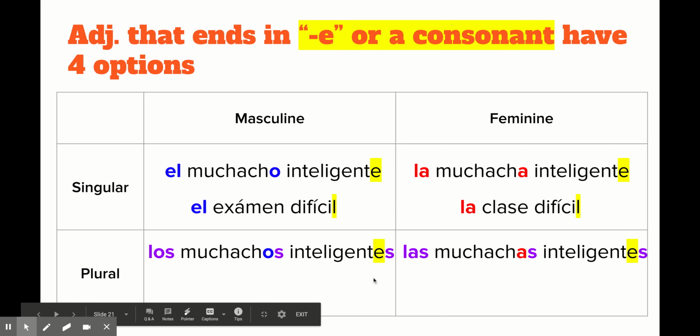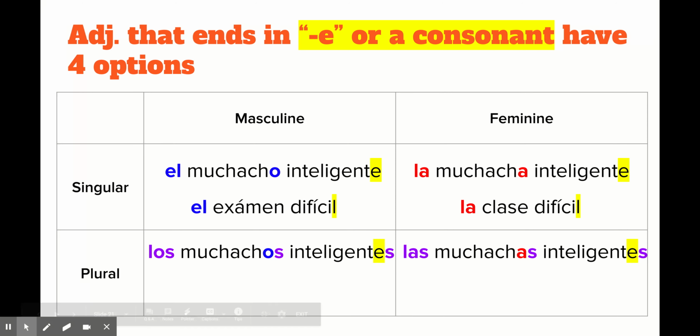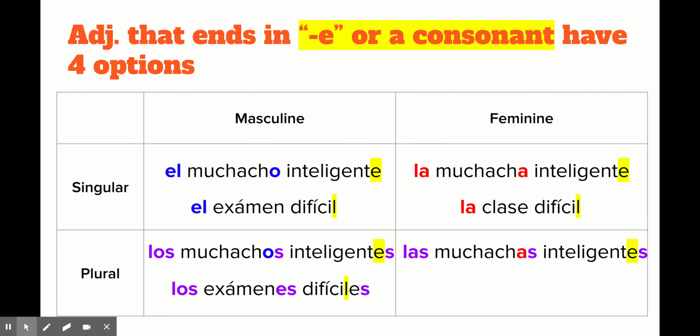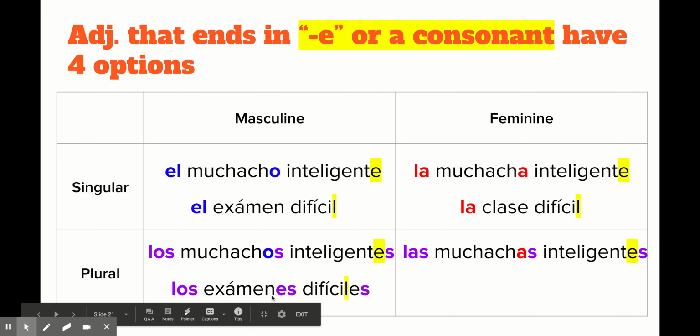If I want to make a word plural and it ends with a consonant, do I just add an S? No, I must add an ES, right? I don't say los exámenes difíciles. Ugh, yuck. Okay, I have to say los exámenes, even here, right? It ends with an N. I have to add an ES. Los exámenes difíciles, right? Adding an ES here, adding an ES here.